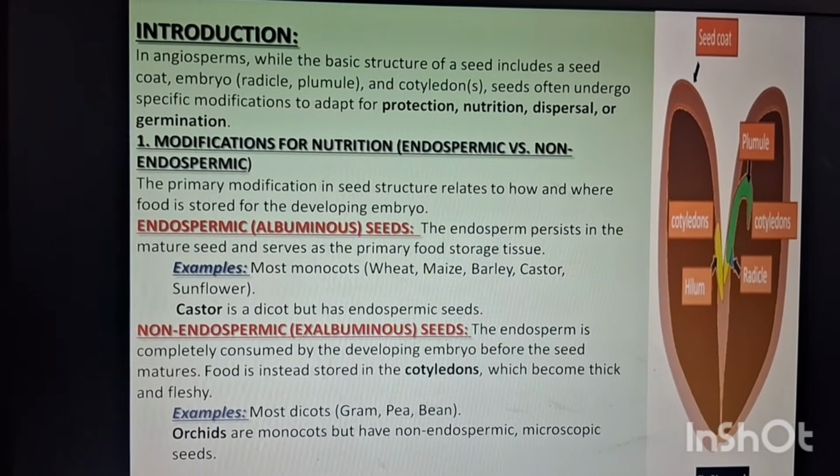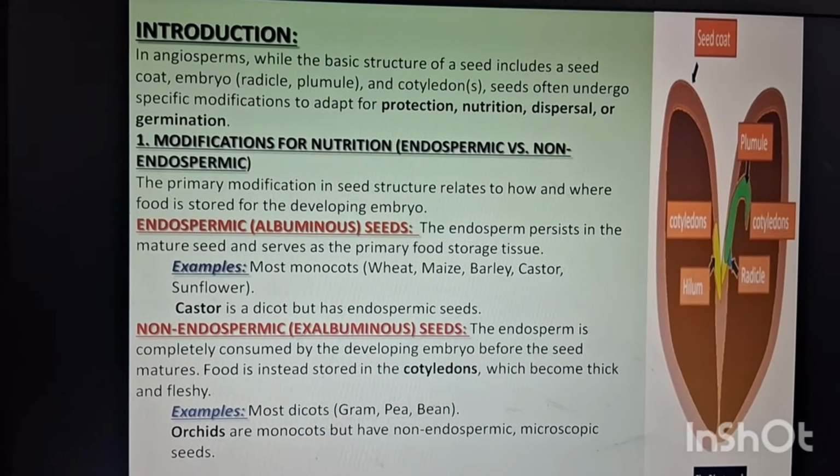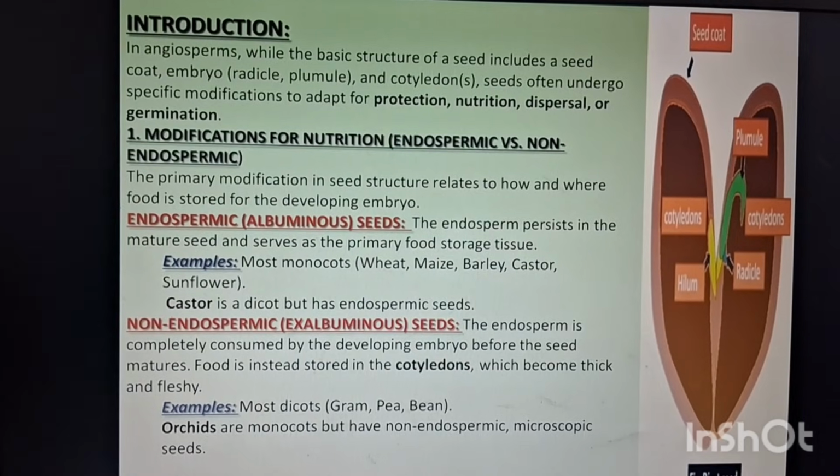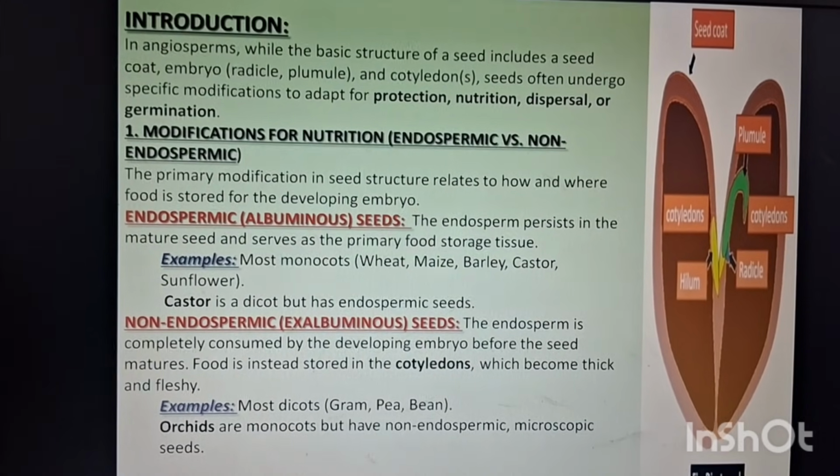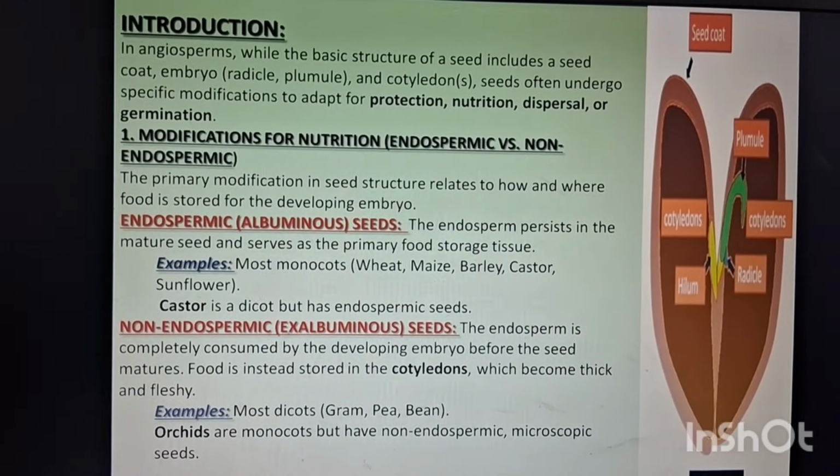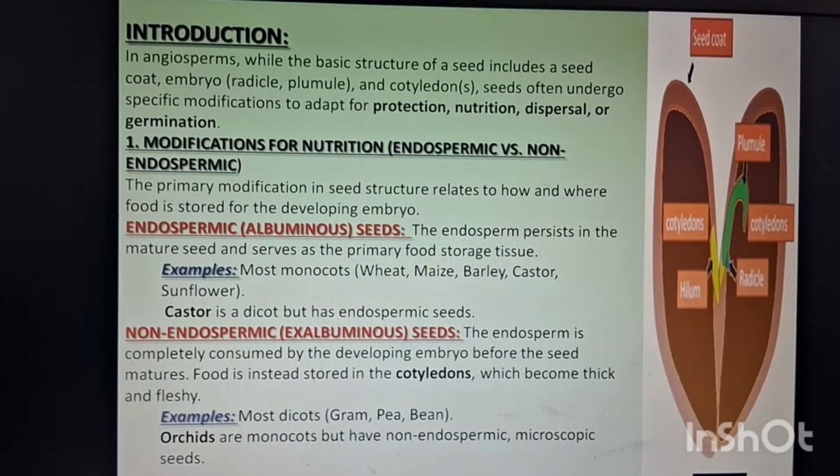Introduction. In angiosperms, while the basic structure of a seed includes a seed coat, embryo, which is radicle and plumule, and cotyledons, seeds often undergo specific modifications to adapt for protection, nutrition, dispersal, or germination.